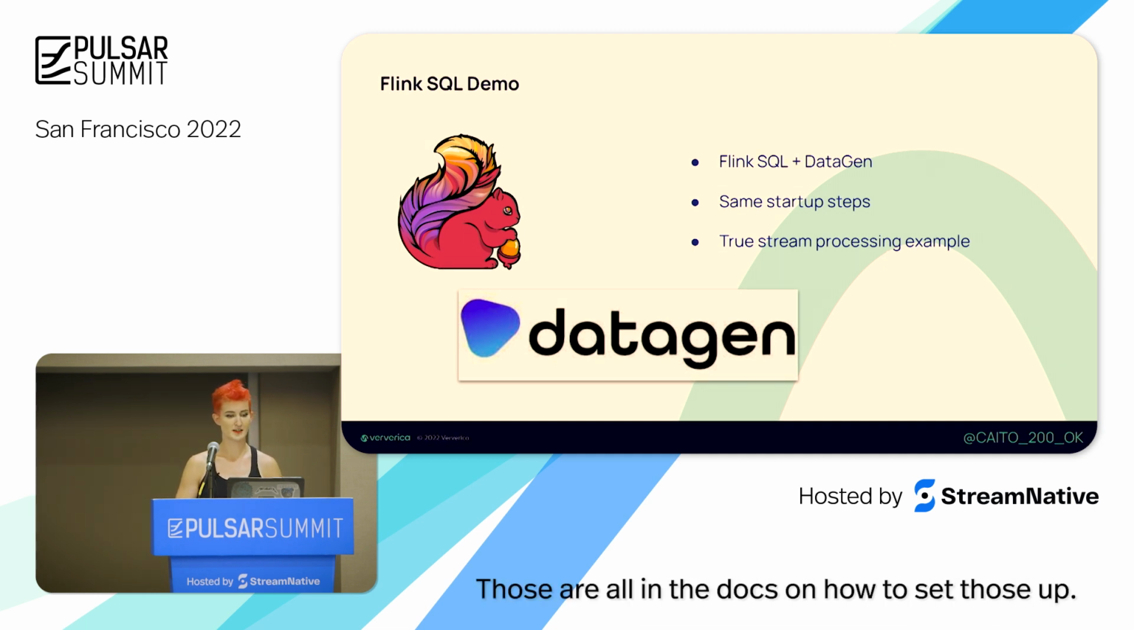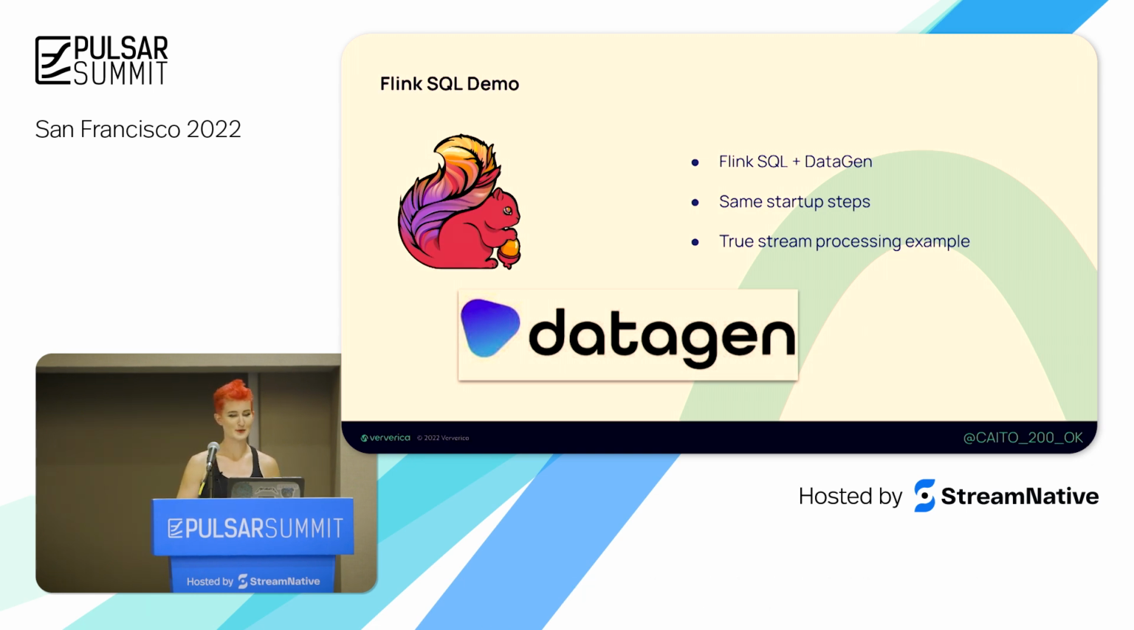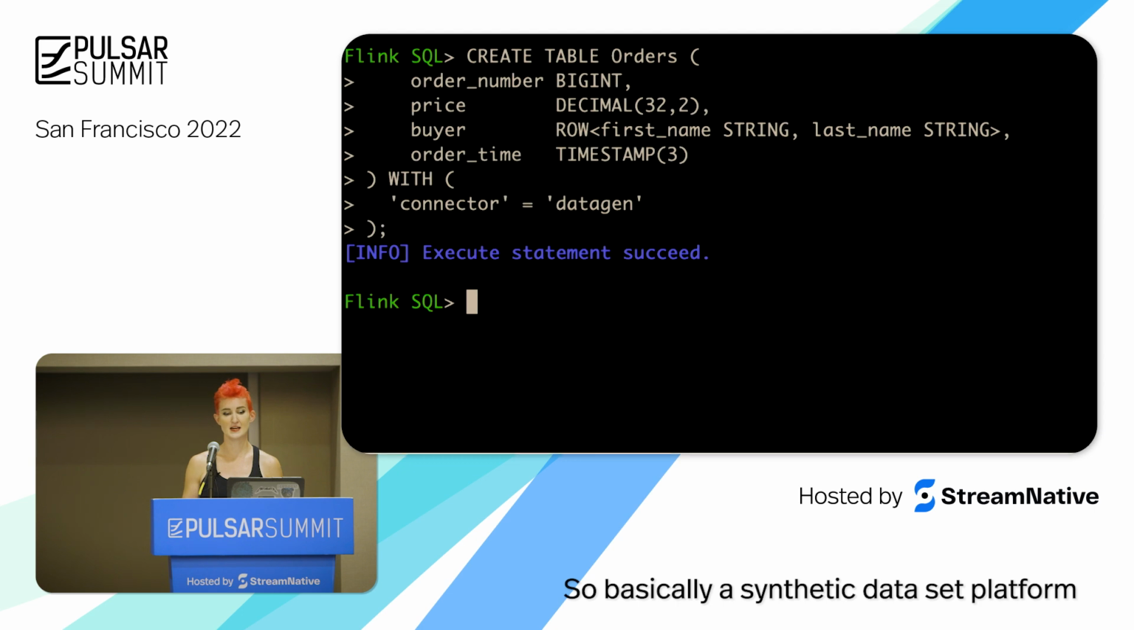Those are all in the docs on how to set those up. And then I'm also not adding examples of that because we will be going into Pulsar in a moment. So in this example, we're going to use Datagen, which is similar to Faker. So basically a synthetic data set platform that's highly customizable.